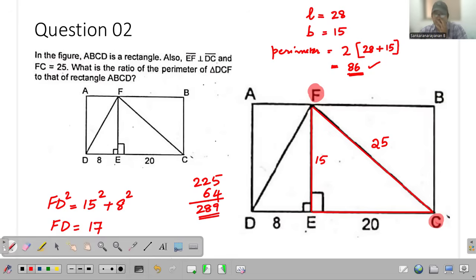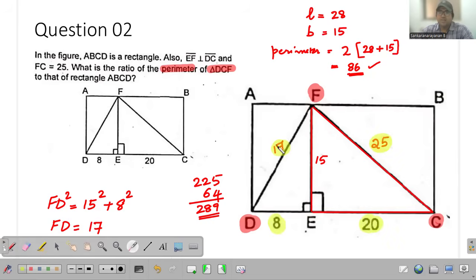And that gets me FD, it is equal to 17. So I'm writing that value here as 17. Got it? Now, will this not empower me to find the perimeter of our triangle DCF? Look at triangle DCF. I can see the perimeter will be nothing but 17 plus 25 plus 20 plus 8.